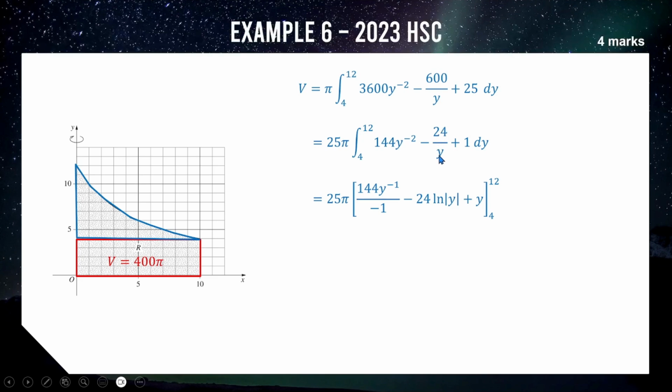Integrating 24 over y, we're just putting the 24 out the front and then using a natural log of y, because that's going to be 24 times 1 over y. And 1 just integrates to y. So here is our antiderivative calculated. Now we're just going to sub in 12 and sub in 4, and it's going to be a big mess.